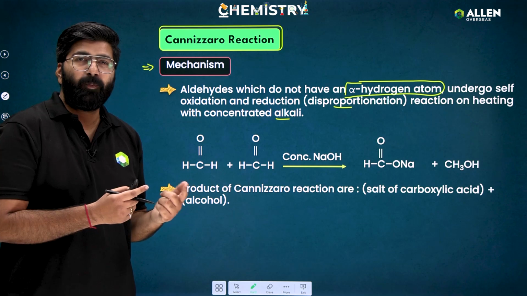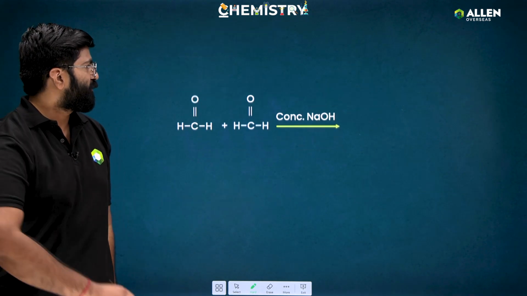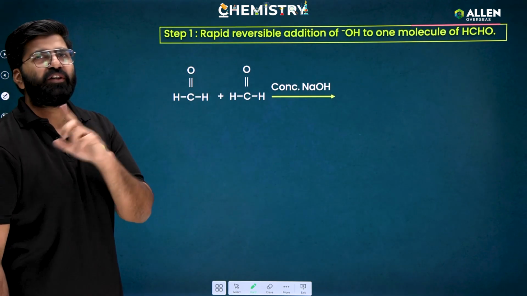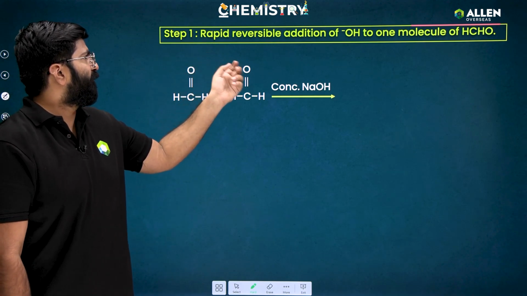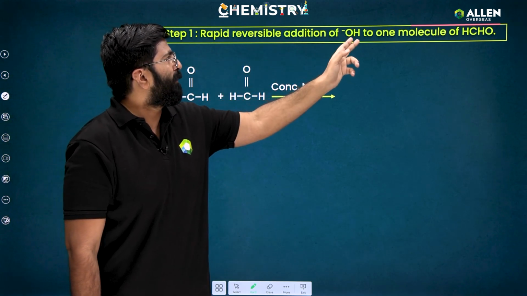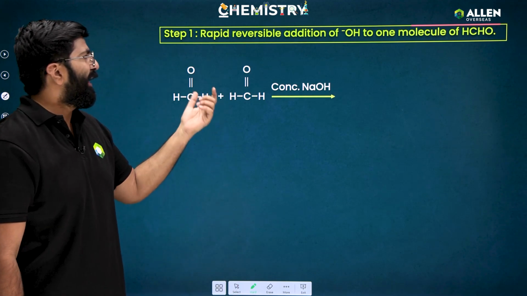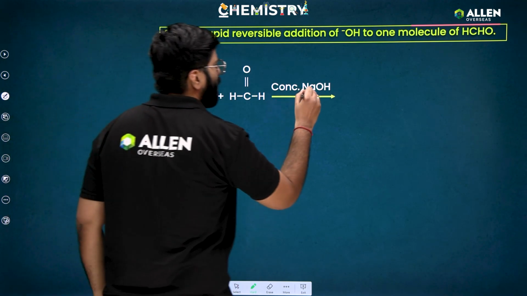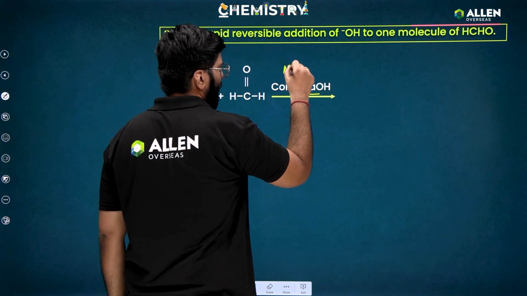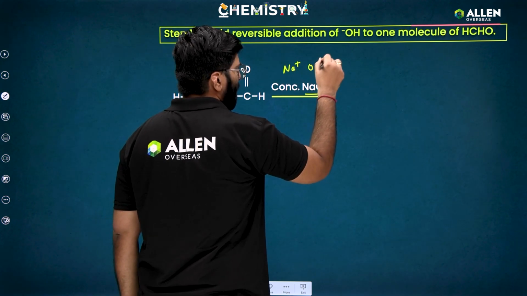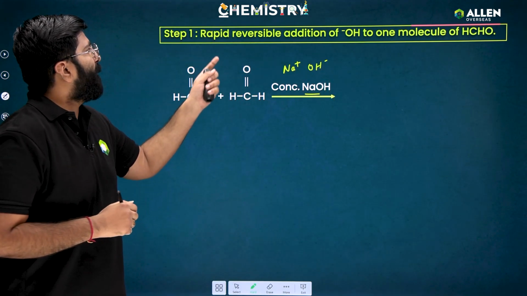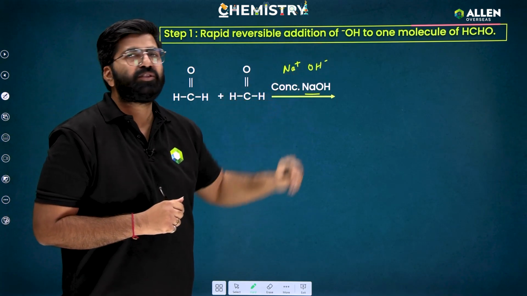But sir, how are they actually formed? So let's see that part. If this is given to you, the first step will be the rapid reversible addition of OH minus to one molecule of your aldehyde. From the ionization, you can get Na plus and OH minus. So the first step is a rapid reversible addition of your OH minus.